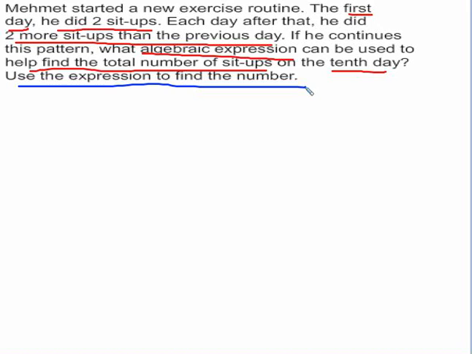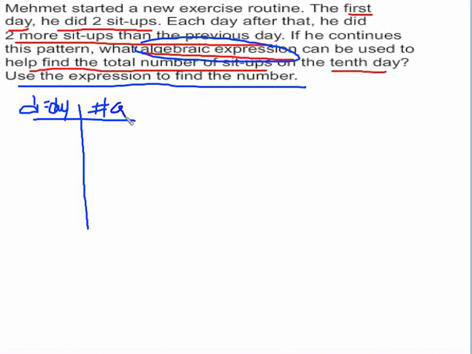So I have a sequence that is determined by the number of days that have passed. So I'm actually going to write this one out in a table. Anytime I'm asked to come up with an algebraic expression, I know I'm going to need to set it up with a table. Okay, so if I think of D as day, because I'm going to need a variable for an algebraic expression, D is my day, and then let's say that this here is my number of sit-ups.